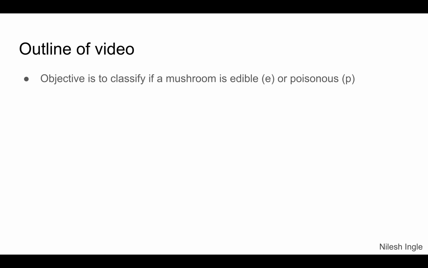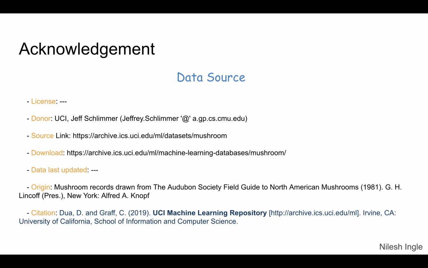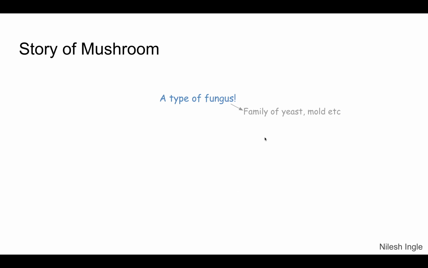And in this video, we'll look at how to write a machine learning model that can classify if a mushroom is an edible mushroom or if it is a poisonous mushroom. For that, the data source that we'll use is the UCI machine learning repository. I'll put the links for this data source in the description so that you can go ahead and download it.